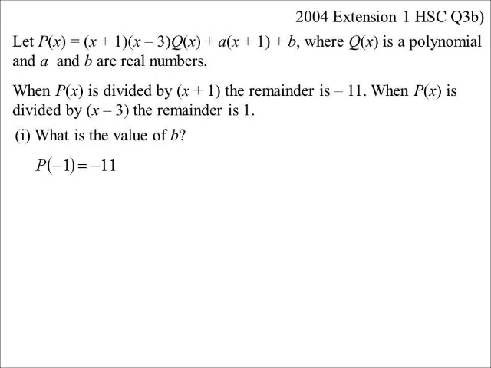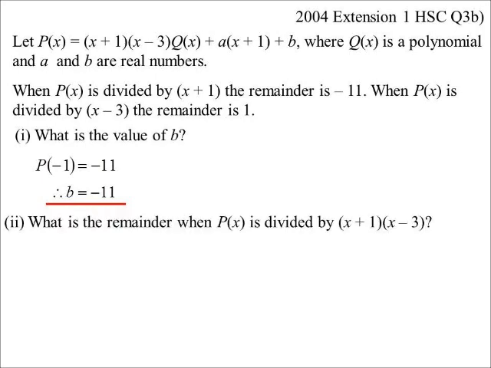Well, I can use my remainder theorem. I know that when I sub in -1, I'll get -11. And then when I sub in -1, look at all the things that disappear. I'm actually only left with b. So I get b straight away. b is -11.